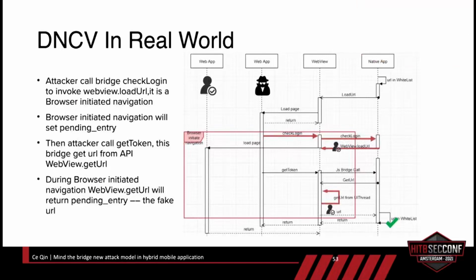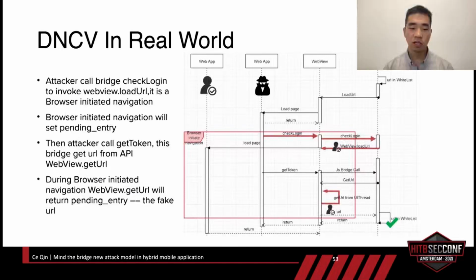The attacker calls the bridge checkLogin to invoke webview.loadUrl. It is a browser-initiated navigation. Browser-initiated navigation will set the pending entry. Then the attacker calls getToken. This bridge gets the URL from the API webview.getUrl. During browser-initiated navigation, webview.getUrl will return the pending entry, the fake URL.